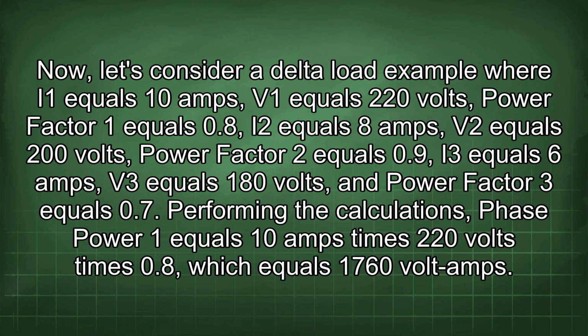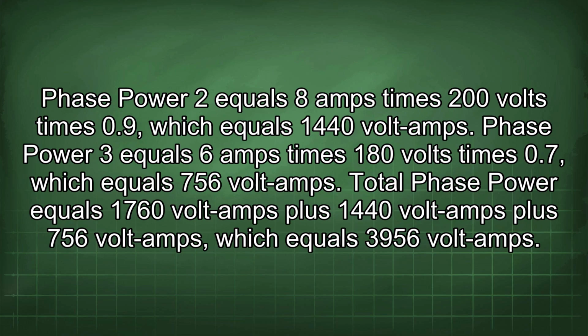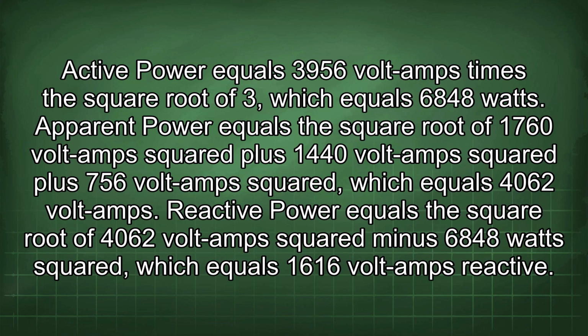Performing the calculations, phase power 1 equals 10 amps times 220 volts times 0.8, which equals 1760 volt amps. Phase power 2 equals 8 amps times 200 volts times 0.9, which equals 1440 volt amps. Phase power 3 equals 6 amps times 180 volts times 0.7, which equals 756 volt amps. Total phase power equals 1760 volt amps plus 1440 volt amps plus 756 volt amps, which equals 3956 volt amps.